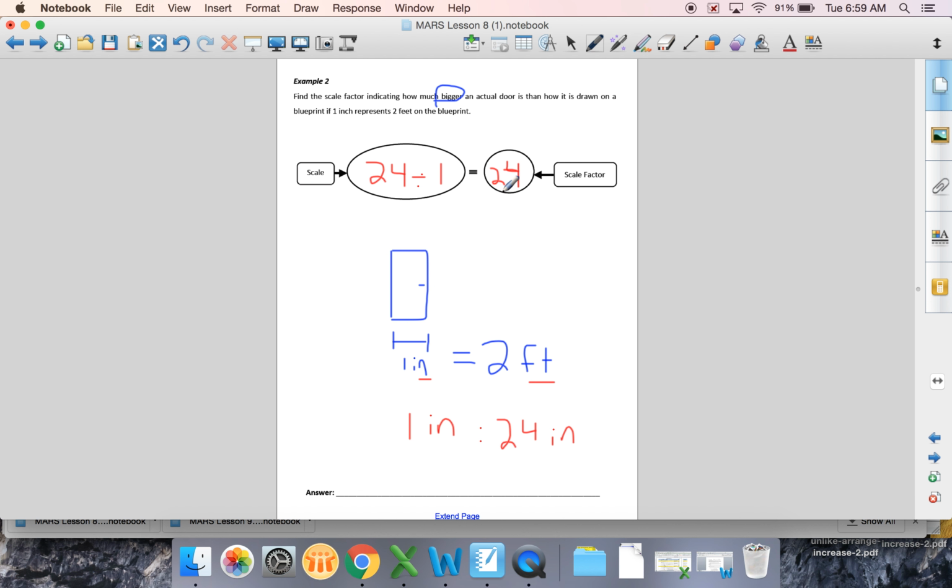And I'm not going to lie, this is really hard to draw on my computer, but I hope that this makes sense. So the door is actually 24 times bigger than the blueprint. Make sure you write in your answer right here.